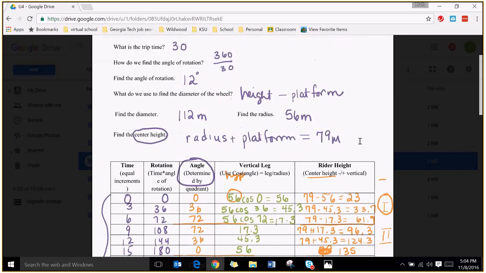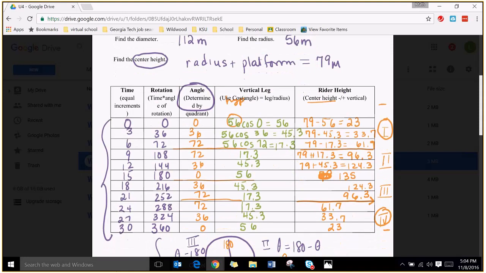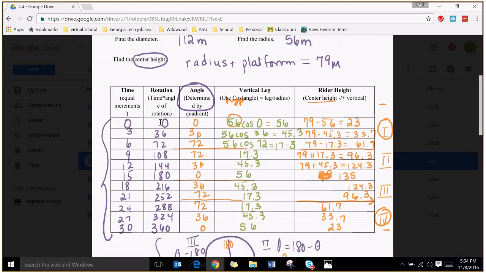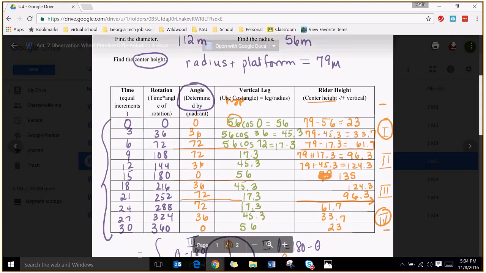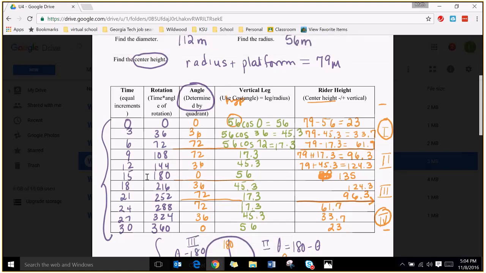So what we just did were these first three parts. Here's your time, here's your angle of rotation, and remember you figure out your angle of rotation by figuring out how far you would go in 1 minute. And then you take all those angles of rotation and multiply by the number of minutes. You can see down here, this takes 30 minutes to rotate around one time. So at 30 minutes, you've gone 360 degrees.